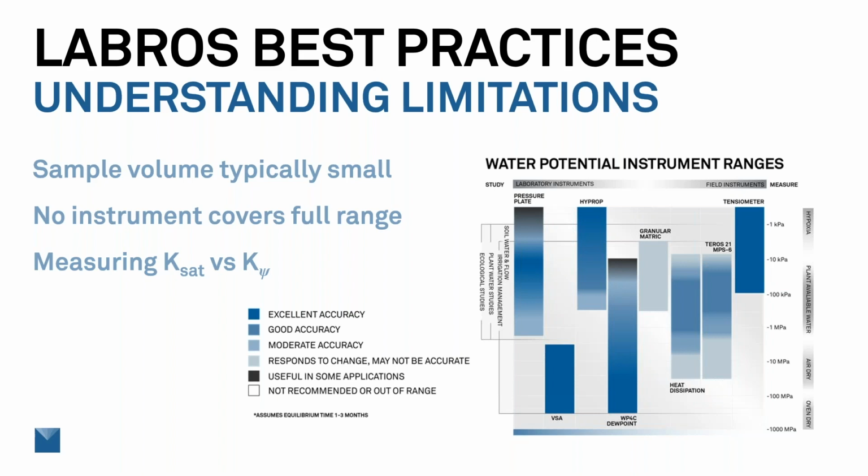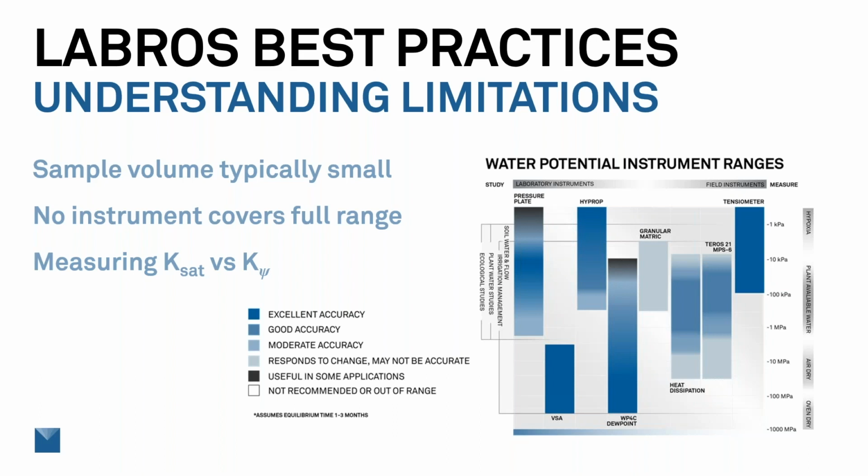Another limitation is for water potential specifically, there is no device that covers the full range of water potentials. Here on the right, we have a chart of different instruments and different techniques and what ranges of water potential they measure. And you see there's no device that really covers the full range, especially with good accuracy. So it's important that you understand this limitation. If you're trying to characterize the full range, you're typically going to have to use at least two devices to make this measurement. So for example, the HyProp and the WP4C together.